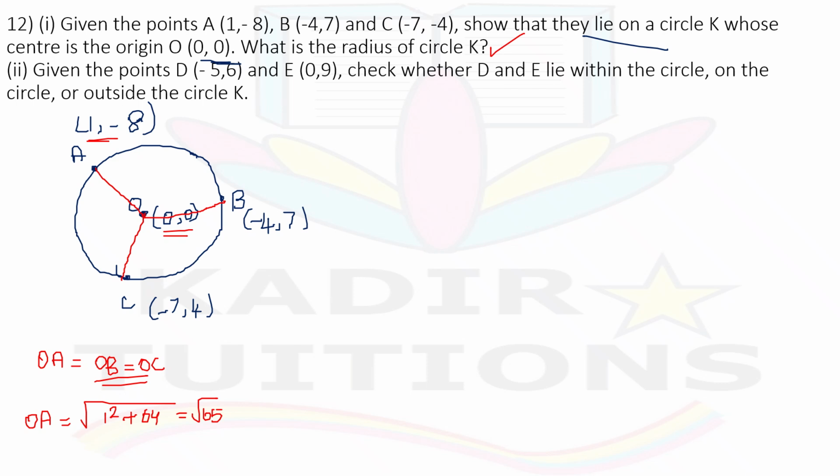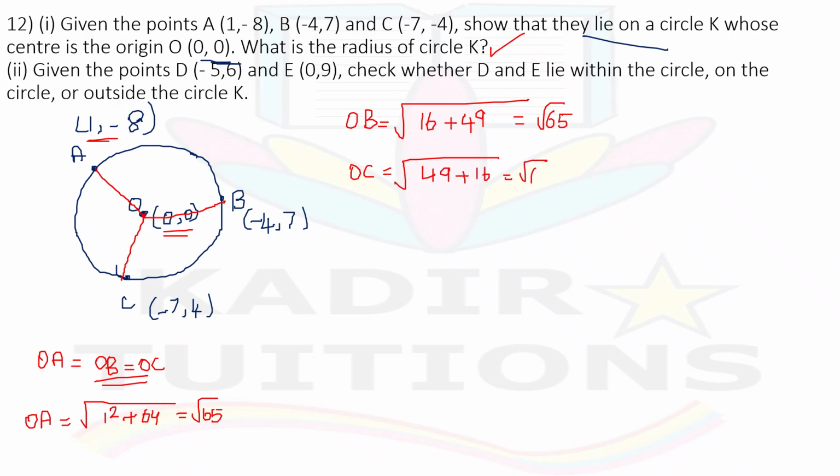And then we need to find the length of distance OB also. So if I find OB, again applying the same distance formula, minus 4 minus 0 is going to be 16, and 7 minus 0, the whole square is going to be 7 square, which is 49. Again it is also giving 65 only, square root of 65. And we need to find the distance of OC too. So over here, minus 7 minus 0, the whole square is 49, and 4 minus 0 is 4, 4 square is 16. So this is also coming as 65.